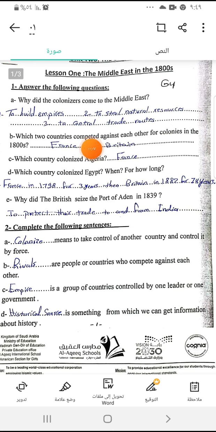Now I will help you to revise lessons 1 and 2 from unit 2 for the quiz of this week. I hope you the best, inshallah. Bismillah. Question 1, this is an essay question.